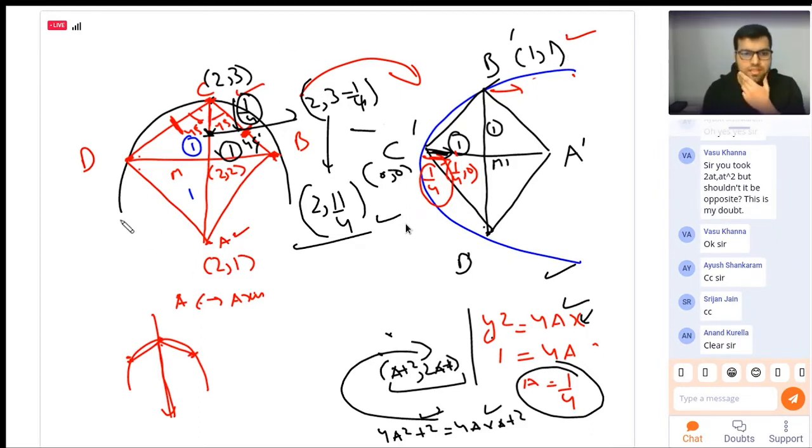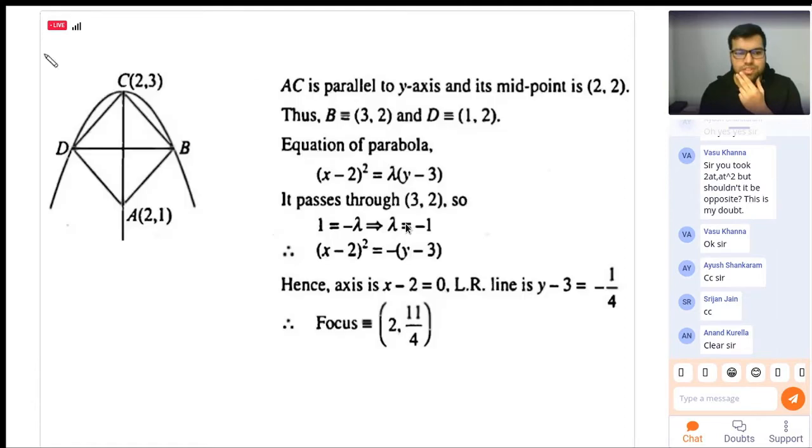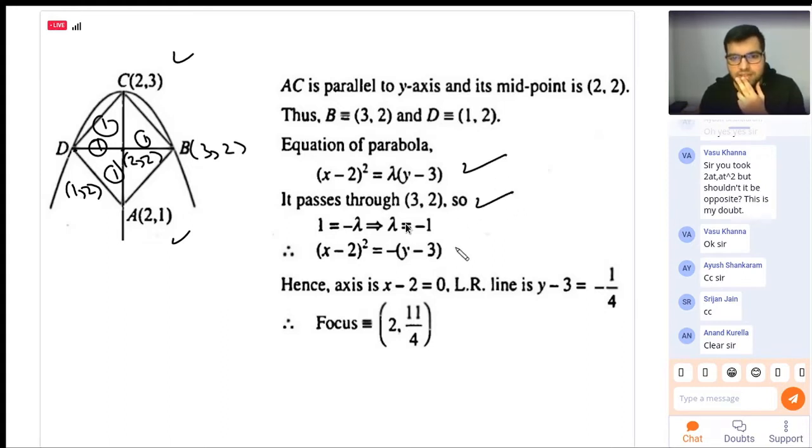So this was one solution, my way of solving it. And of course, there is a textbook solution. In the textbook solution, this is like 2 comma 3, 2 comma 1. So they took this point as 2 comma 2. And then this distance is 1, this distance is 1, this distance is 1, this distance is 1. So this point came out to be 3 comma 2, and this point came out to be 1 comma 2. Then they wrote the equation of the parabola. Then they put 3 comma 2 over here, and then they found out the value of lambda.